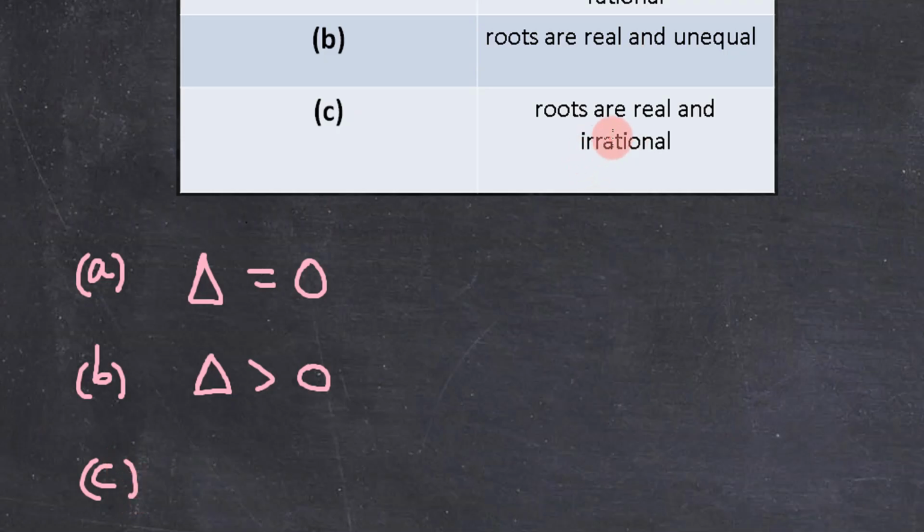Then in C, the roots are real and irrational. Once again, because the roots are real, we know delta must be either greater than or equal to 0. And we are also told that the roots are irrational. Now, we know that delta must be greater than 0 in this case, because if it's equal to 0, then the roots will also be rational, since 0 is a perfect square. So delta is greater than 0 and not a perfect square.